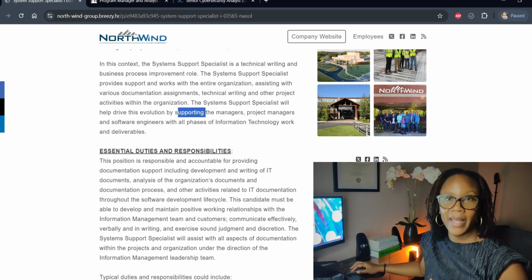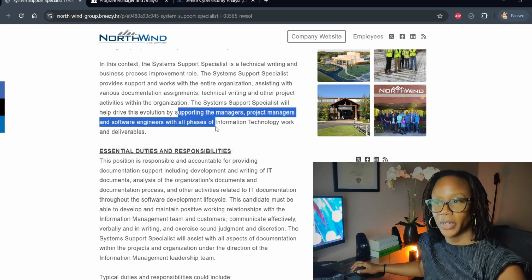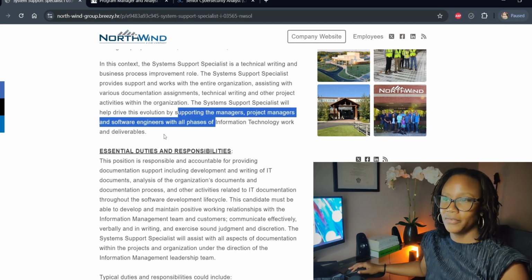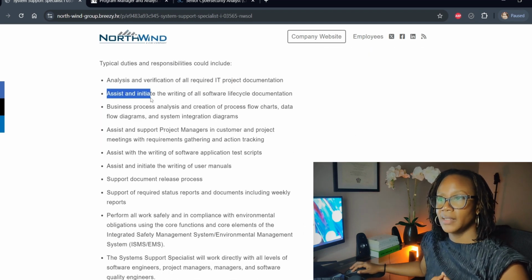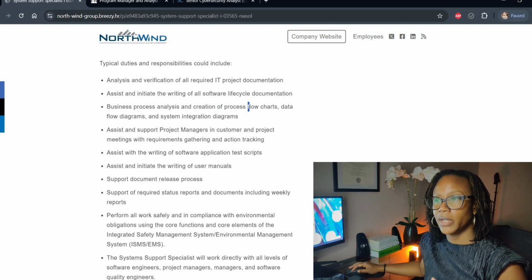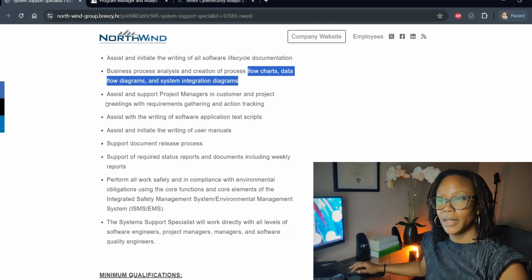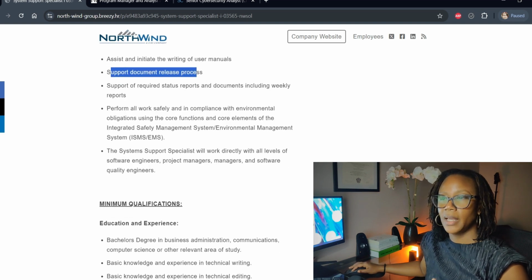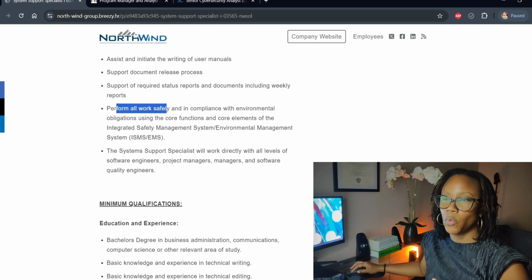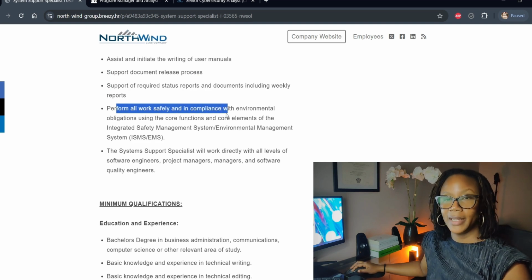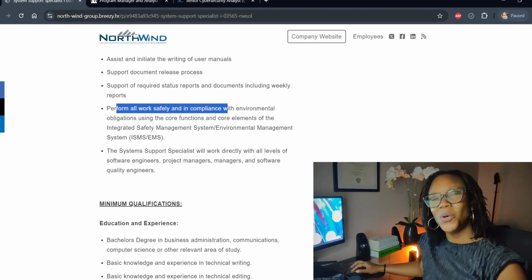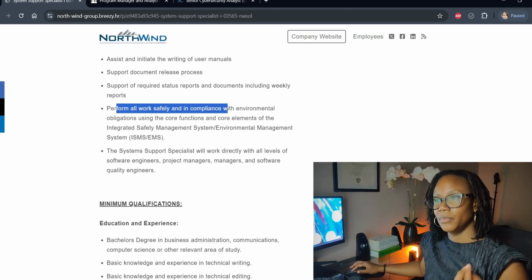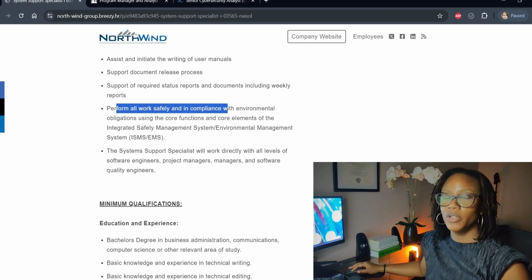You are supporting managers, project managers, and software engineers in all phases of their project. You're going to be assisting with the writing and the business processes, creating flowcharts and diagrams, and assisting with the user manuals, as well as performing all your work safely and in compliance with their obligations. So as long as you know how to follow directions, you're an organized person, and you're a good person to work with, you really should have no issues here.